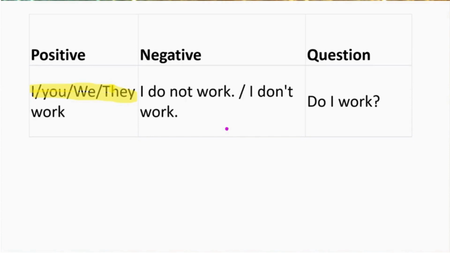As I told you in the beginning that there are two important things in the formation of present simple tense. Subject and form of the verb. If the subject is I, you, we, they or a plural subject, then the base form of the verb is used in its original form. I work, you work, we work, they work. I don't work, you don't work, we don't work, they don't work. Do I work? Do you work? Do we work? Do they work? Do people work?